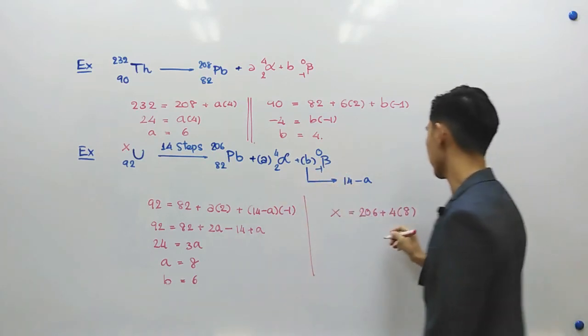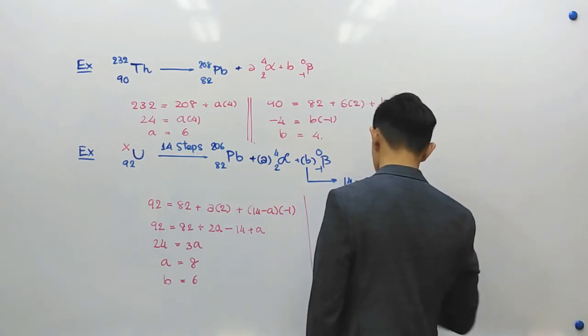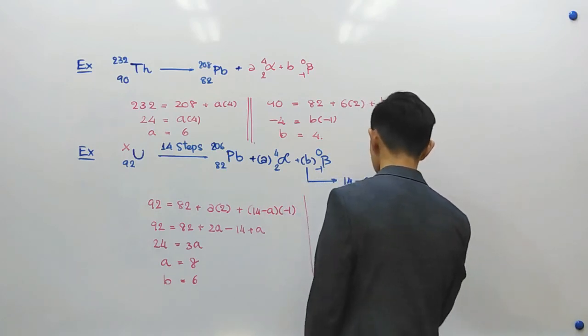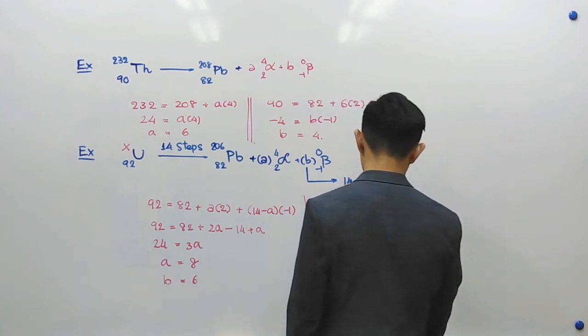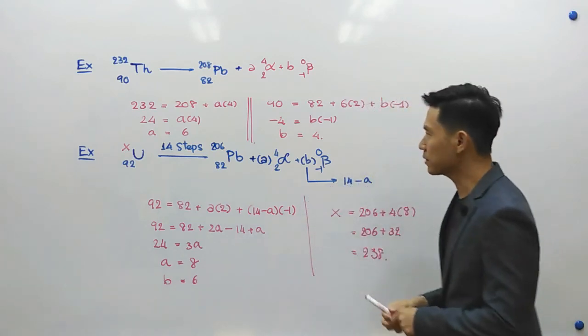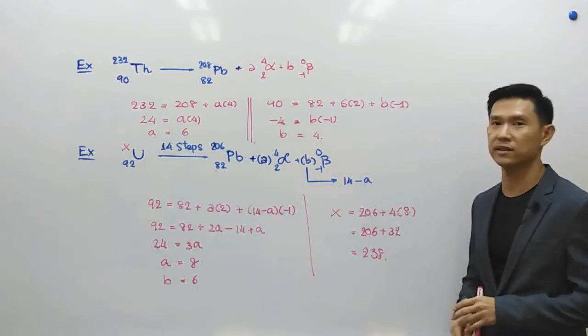So 32, no? 206 plus 32. So 32 and 206 is 238, right? So that means the starting isotope of uranium is 238, and that's it.